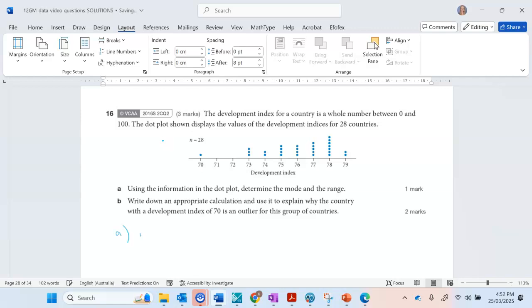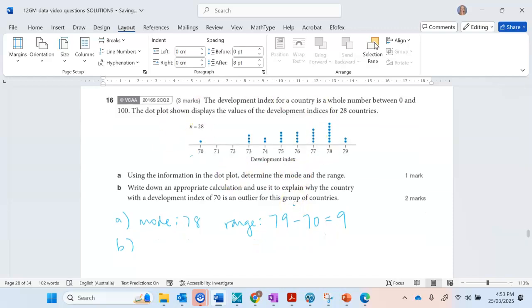All right, so remember the mode is the most frequently occurring value, so we can clearly see that 78, and the range is the highest, which is 79, minus the lowest, which is 70, so that's 9. All right, question B. Write down an appropriate calculation and use it to explain why the country with a development index of 70 is an outlier for this group of countries. So here's 70, so we're basically just calculating the lower fence because it's a lower outlier. So it's going to be Q1 minus 1.5 times the interquartile range.